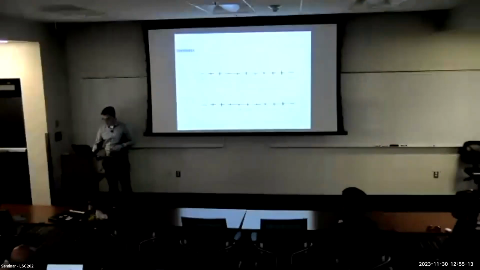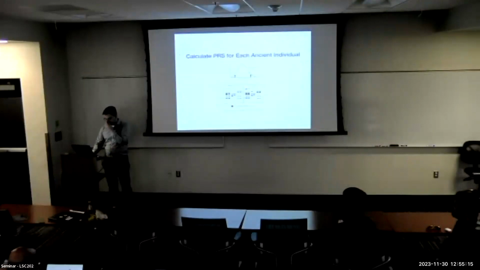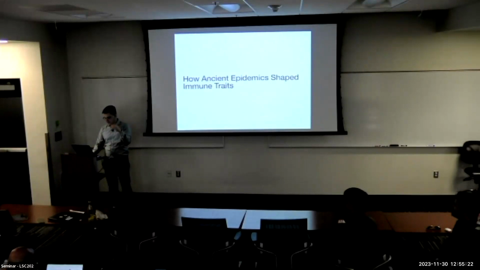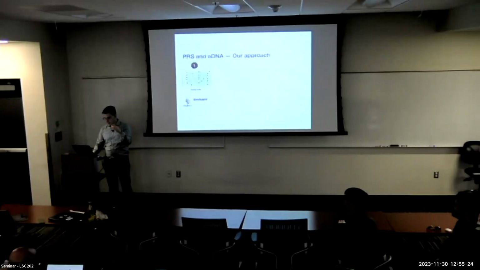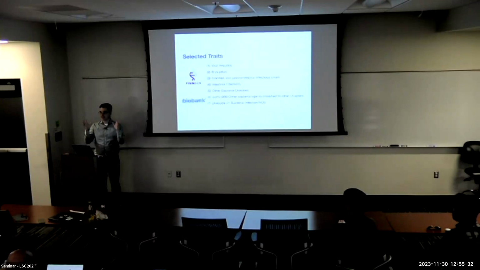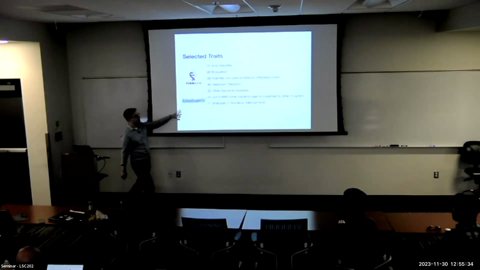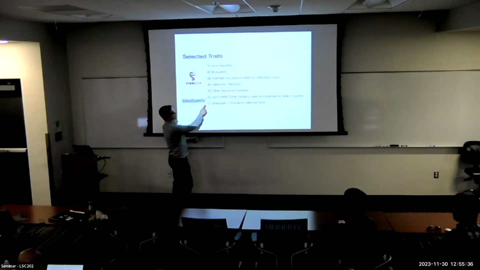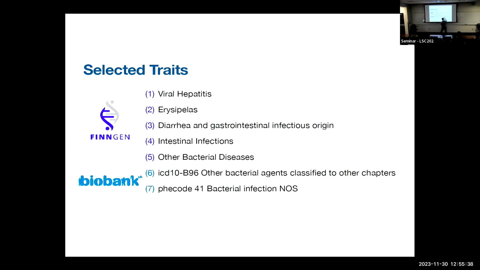We started with almost 100 traits, but we filtered for a bunch of different things, and we ended up with 7 traits. Those are the 7 traits. I forgot why we dropped 3 of them, but in the end we have 4. Those 2 are included, and I forgot. Oh, so this is other bacterial agents classified to other chapters.